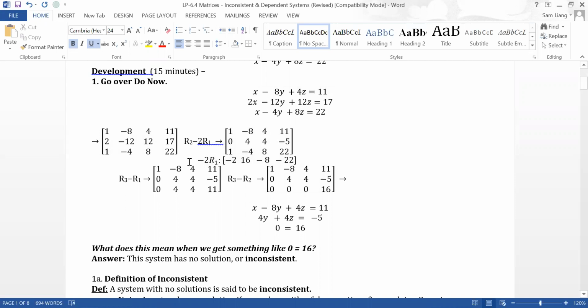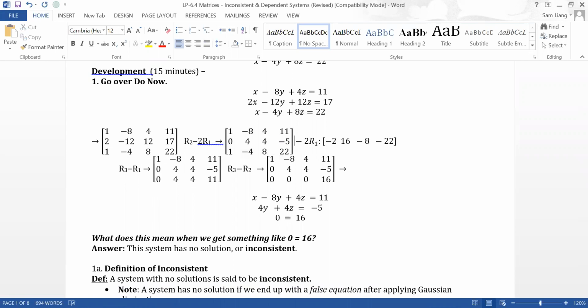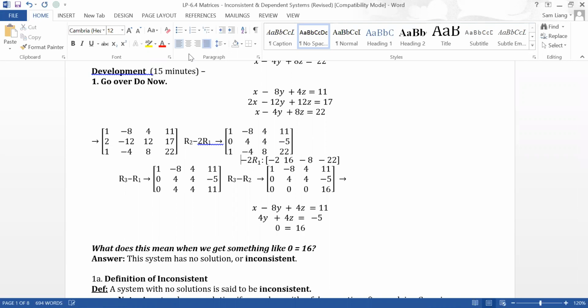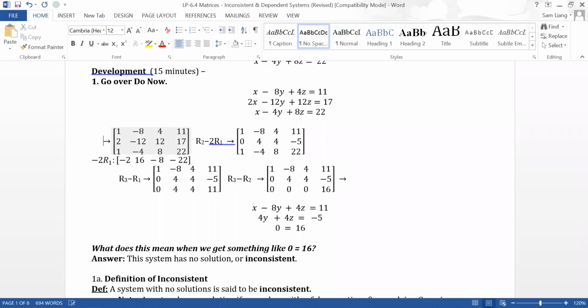One thing, I'm trying to figure out where to place these row calculations. Normally in class, on the board, I write it under the new matrix, but on paper, it might actually be better to write it under the original matrix. Let me know if you have any thoughts on that. Then you can add row 2 and -2R1 to get 0, 4, 4, -5.